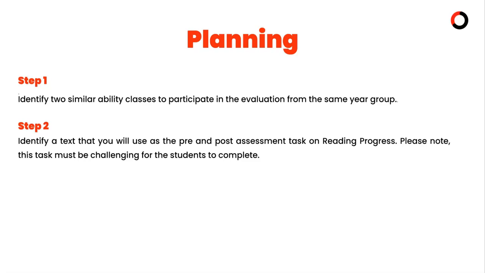Step 2. Identify a text that you will use as the pre and post assessment task on Reading Progress. Please note this task must be challenging for the students to complete. You don't want them to be scoring maximum scores on the pre-test.